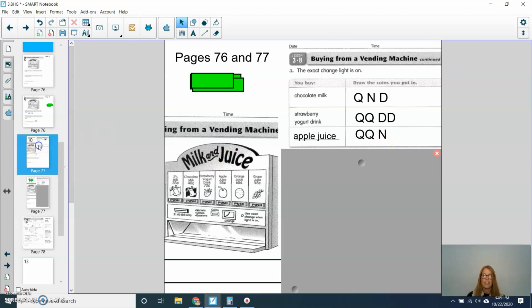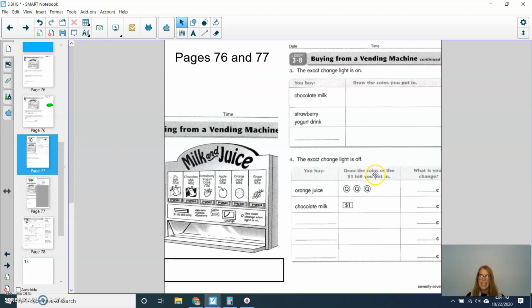Now, second graders, for the bottom half of the page, the exact change light is off. If you're buying orange juice, which costs 65 cents, but you're going to pay with 3 quarters, how much change will you get back? And if you're buying chocolate milk, which costs 40 cents, but you're paying with $1, how much change will you get back? Then you get to pick 3 more items, tell me what coins you're going to use to buy, and how much change you would get back. Can you finish the page, press pause, and then play when you're ready to check?